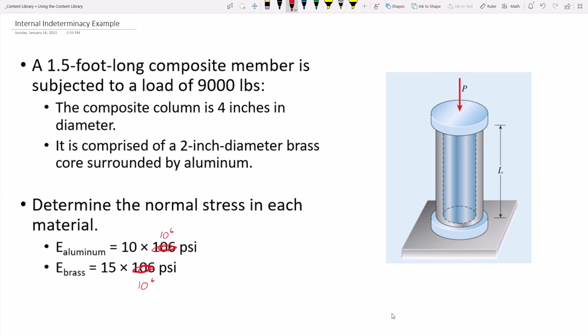All right, I've got a composite column. The entire column is 4 inches in diameter, and it is a 2-inch diameter brass core that is surrounded by aluminum. So what we're going to do is draw a schematic of that to ensure that we get the areas and the dimensions and whatnot appropriate. One of the other things that's worth mentioning is that we've been given the material properties. Notice that we've been given the E for the aluminum and the E for the brass. So the brass is stiffer, if you will. It is a little bit of a stronger material.